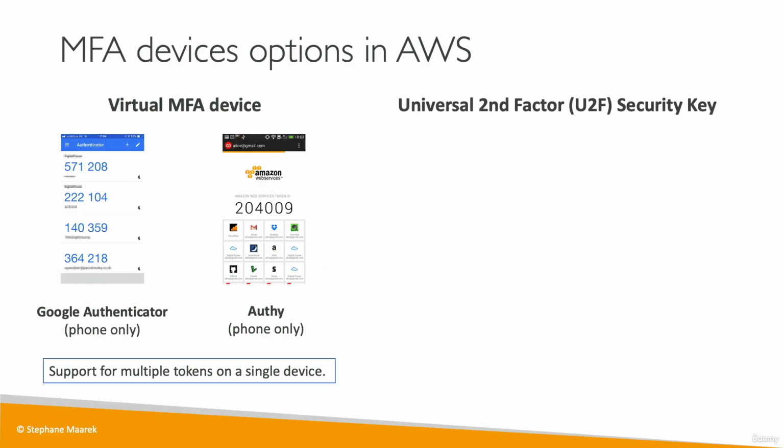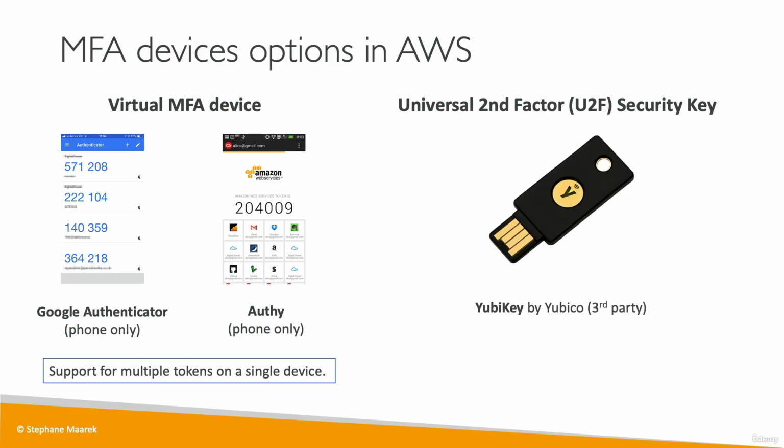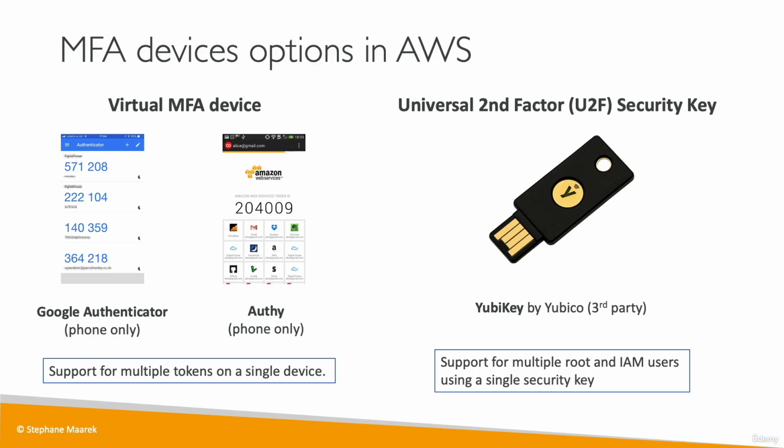Now we have another thing called a universal second factor, or U2F security key. And that is a physical device, for example, a YubiKey by Yubico, and Yubico is a third party to AWS. This is not AWS that provides it. This is a third party. And we use a physical device because maybe it's super easy. You put it on your key fobs and you're good to go. So this YubiKey supports multiple root and IAM users using a single security key. So you don't need as many keys as users. Otherwise, that will be a nightmare.